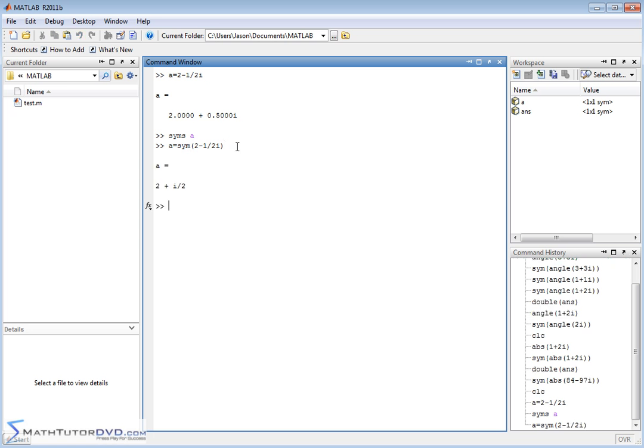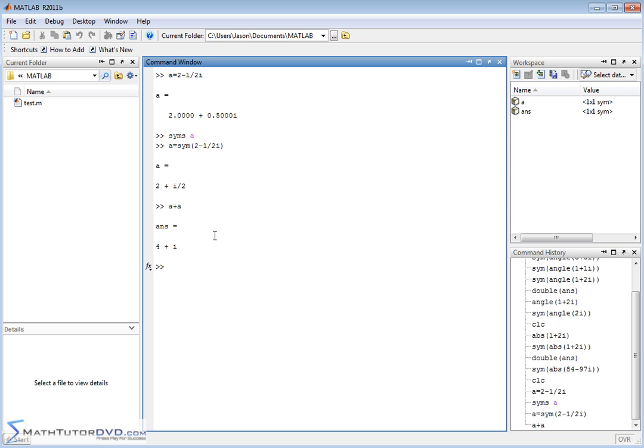Now whenever I hit enter, it doesn't respond with 2.00 plus 0.500i. It returns with the exact value, 2 plus 1/2 i, or i over 2, because it's treating everything as exact. Notice a is still defined as a symbol. That means it's going to try to do all calculations exactly. So this isn't going to make too much difference for something like a plus a, because that's easy. You add the real part, you add the imaginary part, and you get this right here.